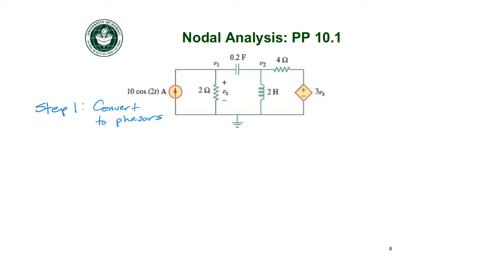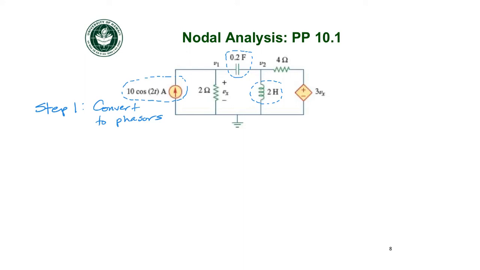Well, we have a time varying current, and then we have a capacitor that has an impedance that will depend on the frequency of the signal, and an inductor that also has an impedance, and its impedance depends on the frequency of the signal.